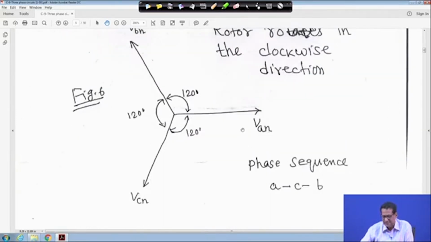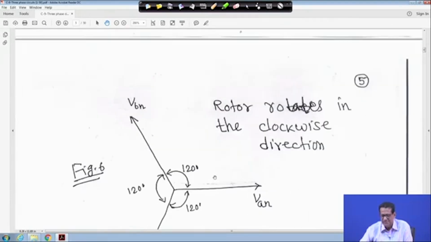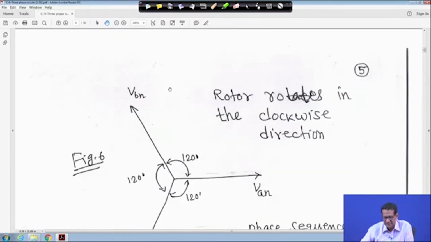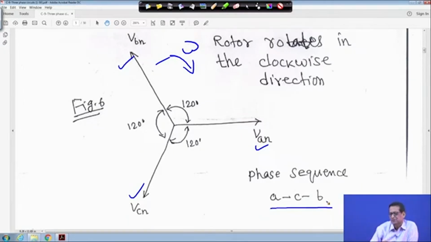Now the rotor rotates in the clockwise direction. In this case we have taken VAN, then C, and then B. This is the phase sequence ACB. ABC sequence was ABC, and ACB sequence is ACB. Here we have taken the convention that the rotor rotates in the anti-clockwise direction. But if the rotor rotates in the clockwise direction, that means this way, omega, then this is A, C and the ACB sequence. So you have to keep this in mind.